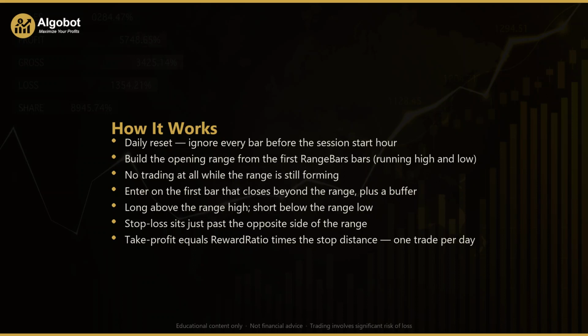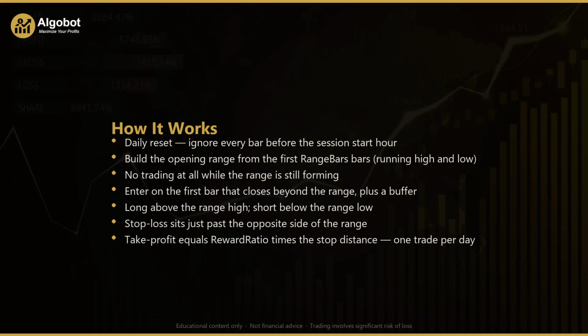Next comes the range building phase. Starting from that first bar at or after the session opens, the strategy records the running high and the running low across a set number of bars. By default, that's 4 bars. As each of these bars closes, the EA stretches the range. If a bar prints a new high, the range high moves up. If it prints a new low, the range low moves down. Crucially, no trades are allowed while the range is still forming. The strategy is only measuring, not acting. Once that fixed number of bars has closed, the opening range is locked.